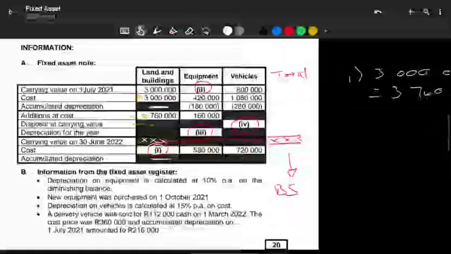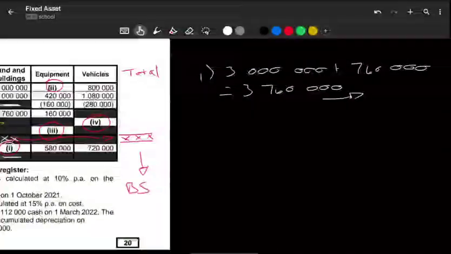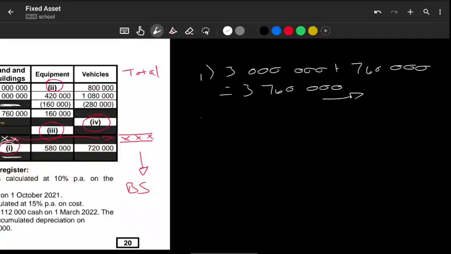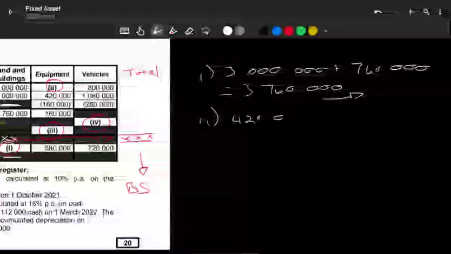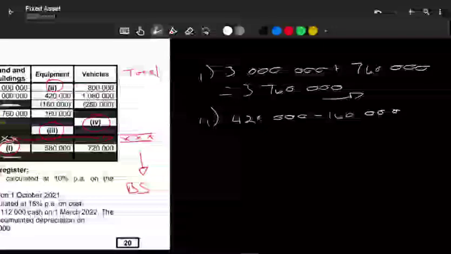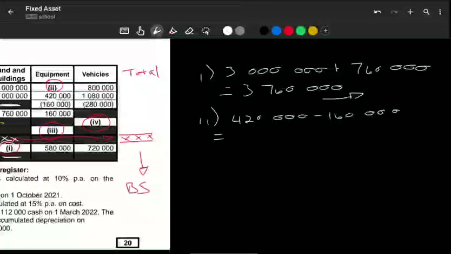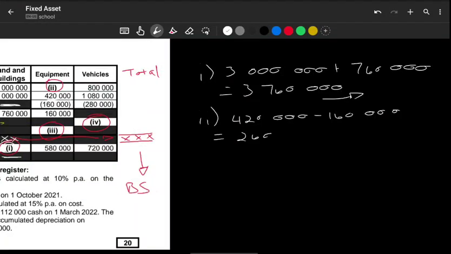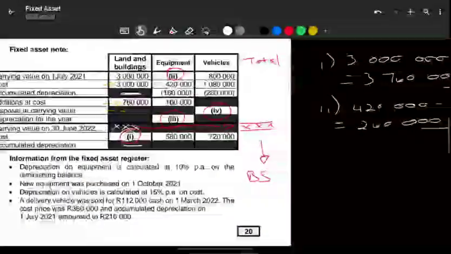Second, carrying value for equipment. We know that the formula for carrying value is cost minus accumulated depreciation. So there we know that our cost is 420,000 minus 160,000. Always remember, your carrying value is cost minus accumulated depreciation. In every single case, this will never change, right? Which should give you 260,000. And that is your answer for number 2, right?